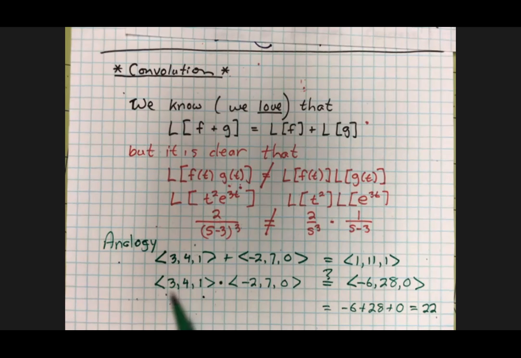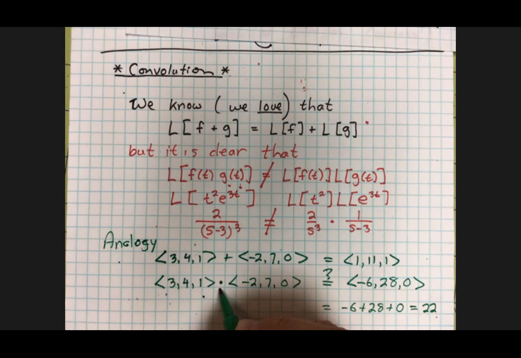So this is not like multiplication the way you and I know it. So you had to stop, you had to not call this multiplication. You had to give it a fancy name. You gave it the name called the dot product.